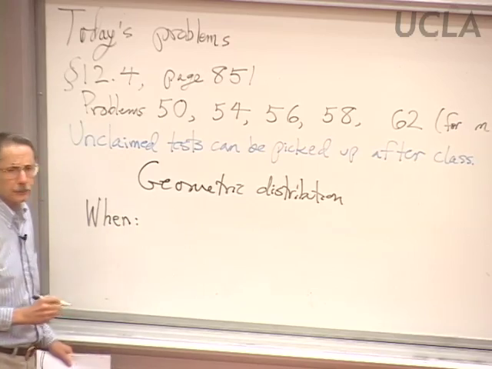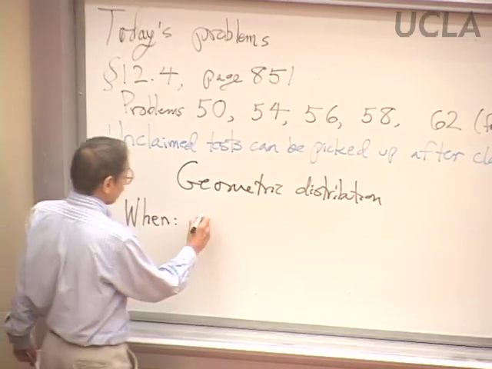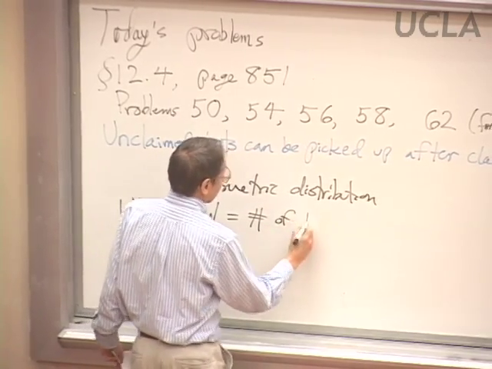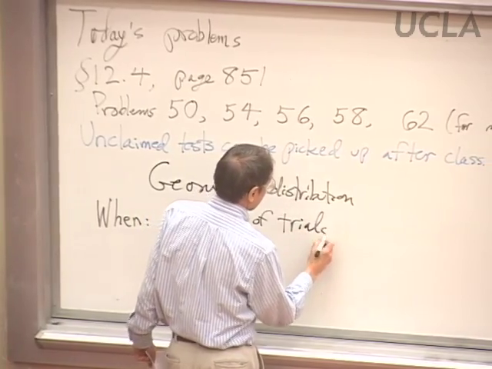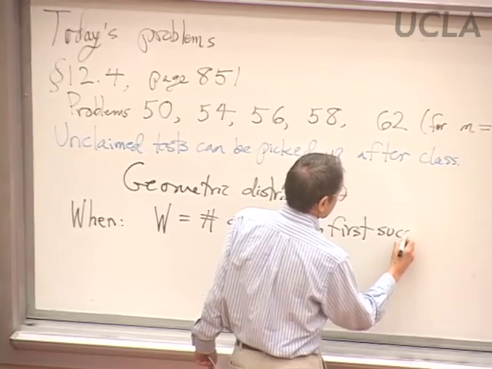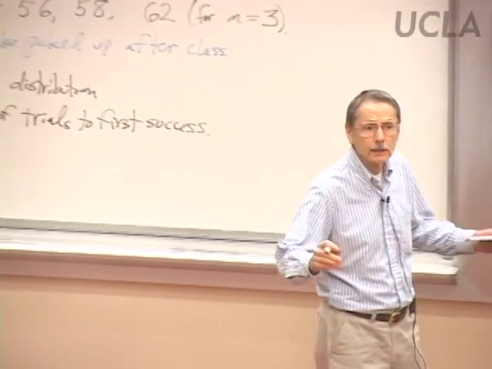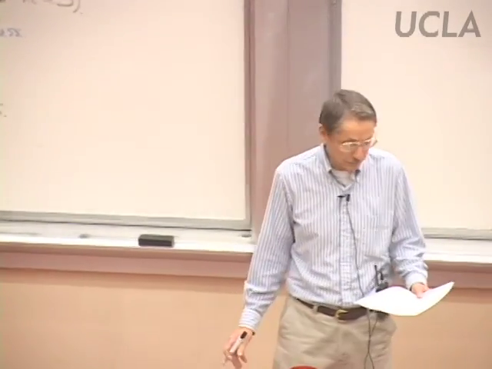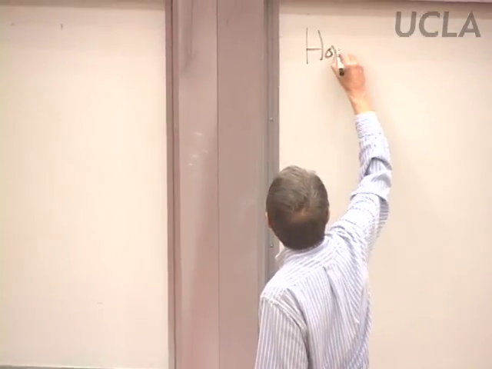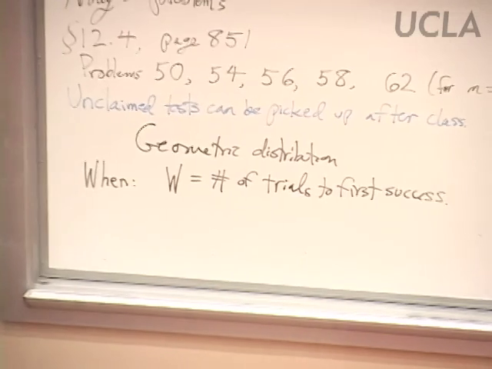So we said when to use it. It's when we want to look at the following random variable: the number of trials to the first success, where the trials in question are Bernoulli trials. They're independent trials, all with the same success probability p. So that's when we want to apply it, and how to apply it.